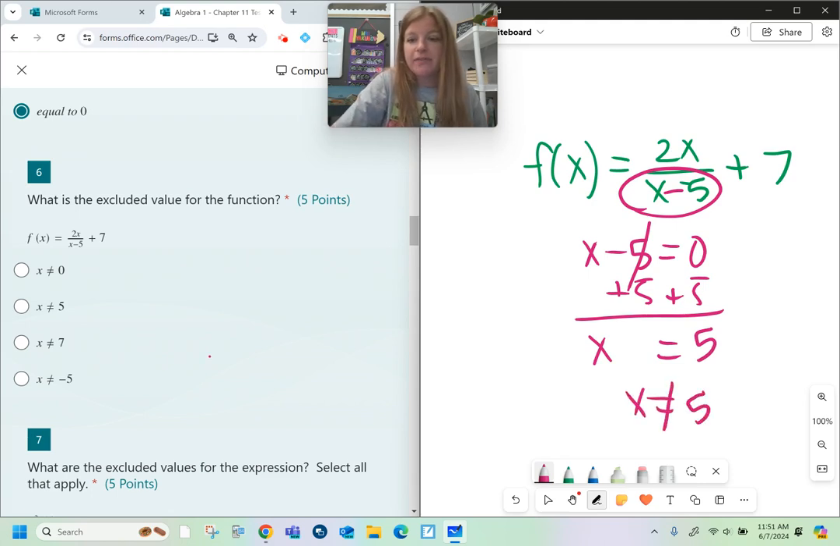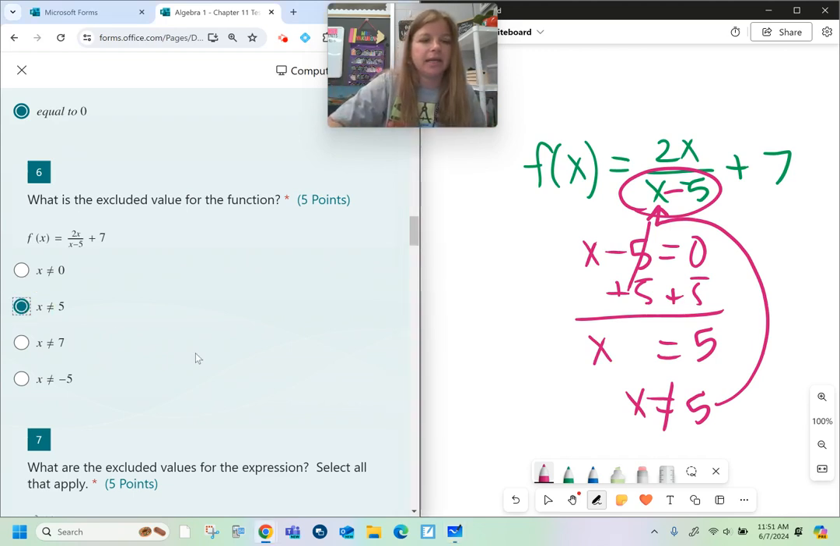Now think about it. If I plugged 5 in, what's 5 minus 5? 0. And you're not allowed to have a denominator of 0. And so that's my excluded value. X is not allowed to be 5.